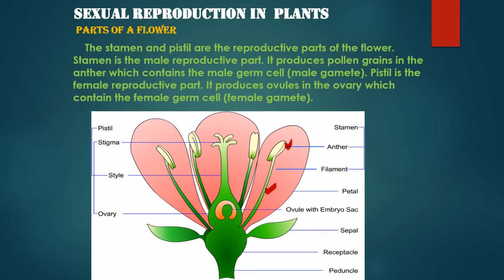The anther contains the male gamete or the pollen grain, which is having half the number of chromosomes. It is the pollen grain which is called the male gamete, and the pistil has got ovules in the ovary, which has got the female gamete, which is called the egg or the female gamete.